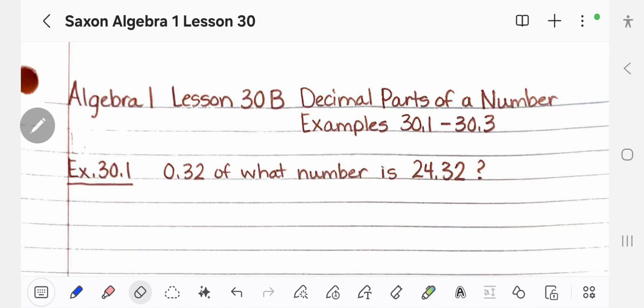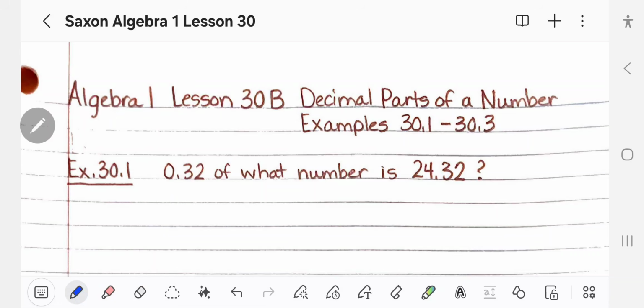This is Algebra 1, Lesson 30B, Decimal Parts of a Number. We're going to do examples 30.1 and 30.3. In 30.1, we have: 32 hundredths of what number is 24 and 32 hundredths?